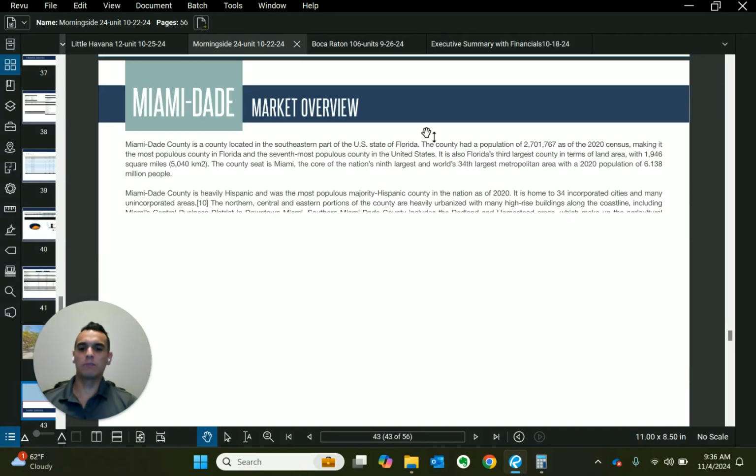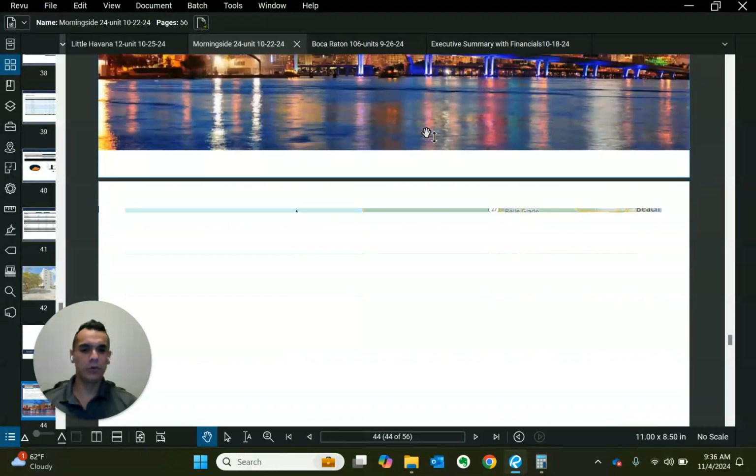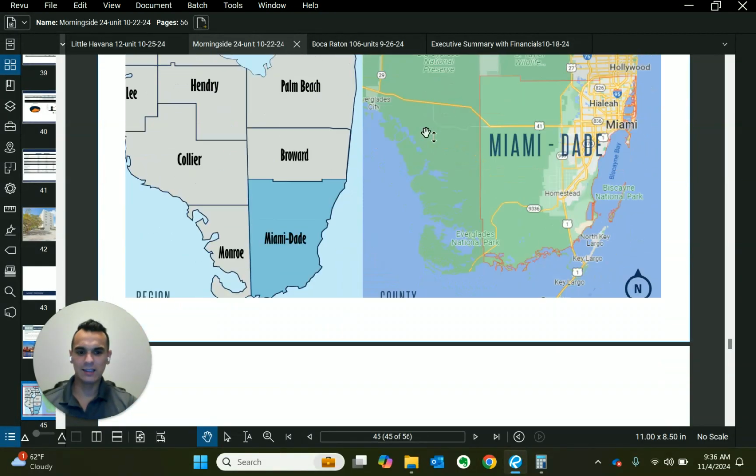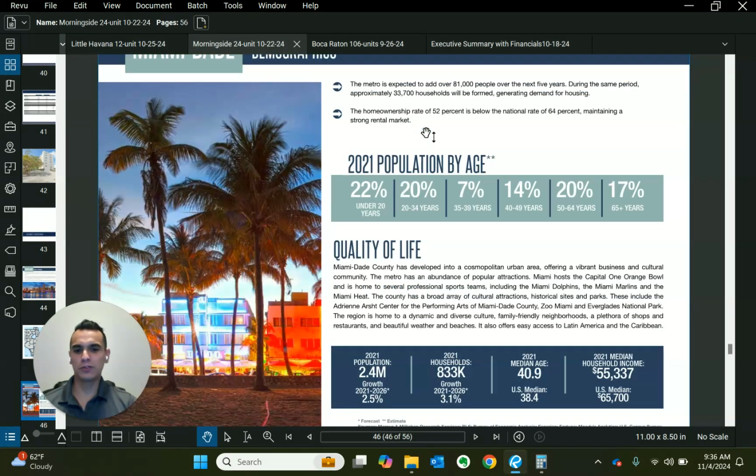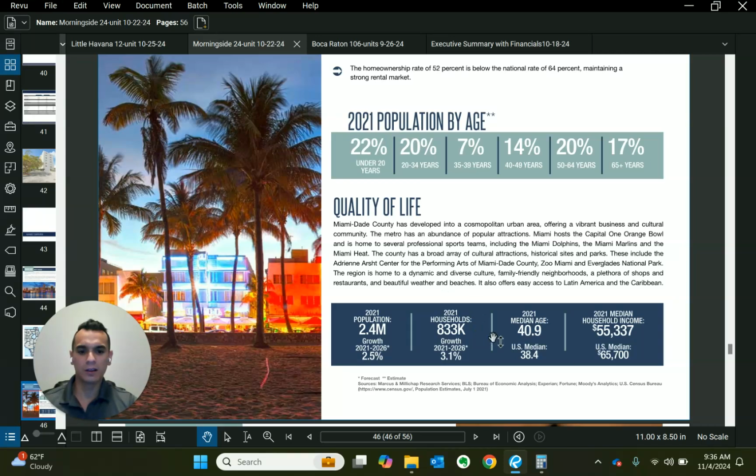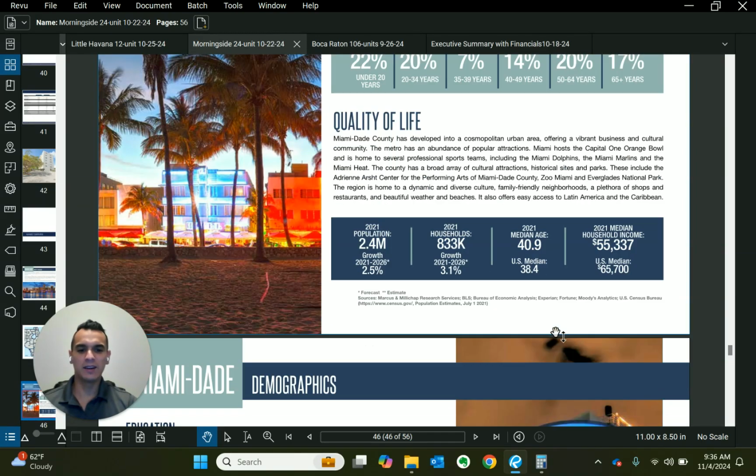A lot more pictures, market overview. I usually skim through all of this. There's nothing really here that's going to make or break the deal, especially if you're familiar with the area. I don't need to know the quality of life factors or the median age.